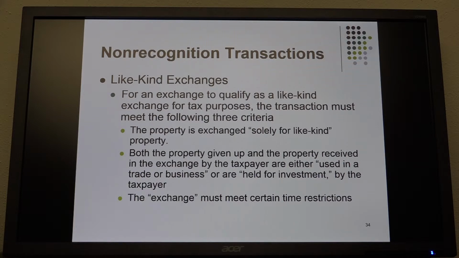So what doesn't work? Well, either trading property that the taxpayer uses in a trade or business for personal use property, or property that they hold for investment purposes that they're going to exchange for personal use property. That's not going to work. Note that the exchange must meet certain time restrictions. These exchanges aren't always simultaneous, and so the code provides some flexibility on non-simultaneous exchanges.